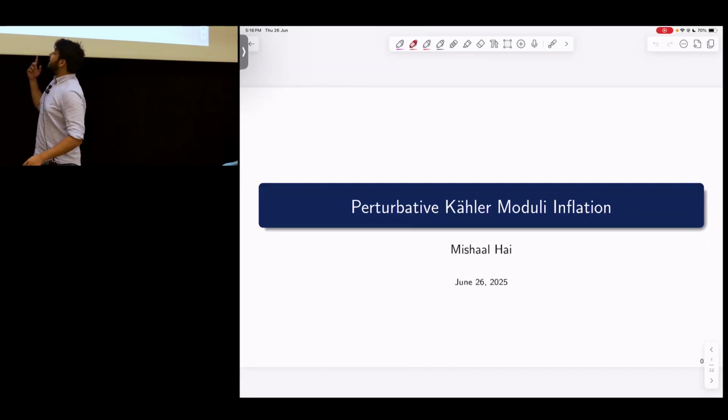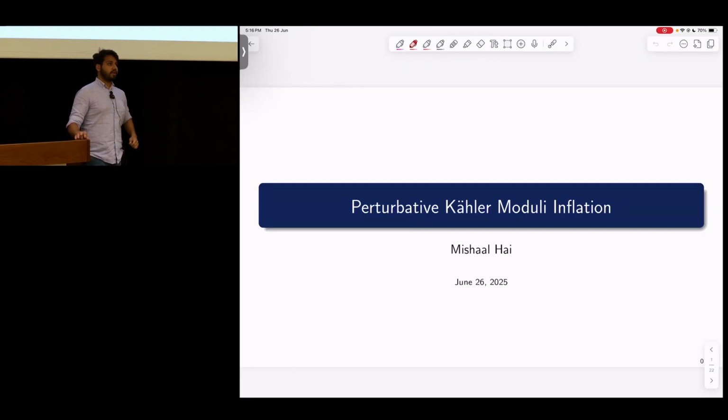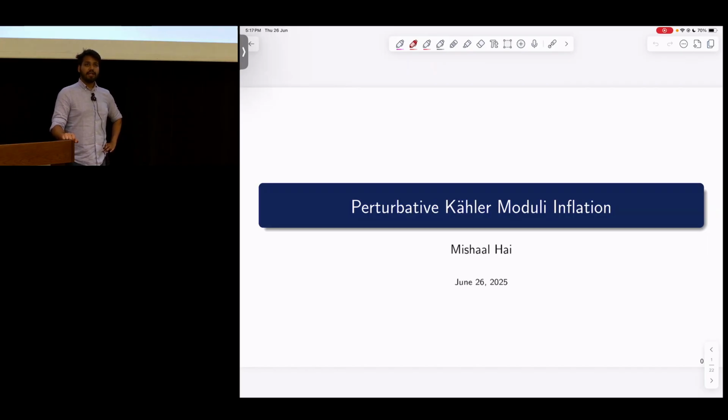Let's begin. My talk is basically going to be on this work that we have on arXiv as a preprint from a couple of weeks ago. Now we are trying to ready it up for a journal submission. It's on perturbative Kähler Moduli inflation.